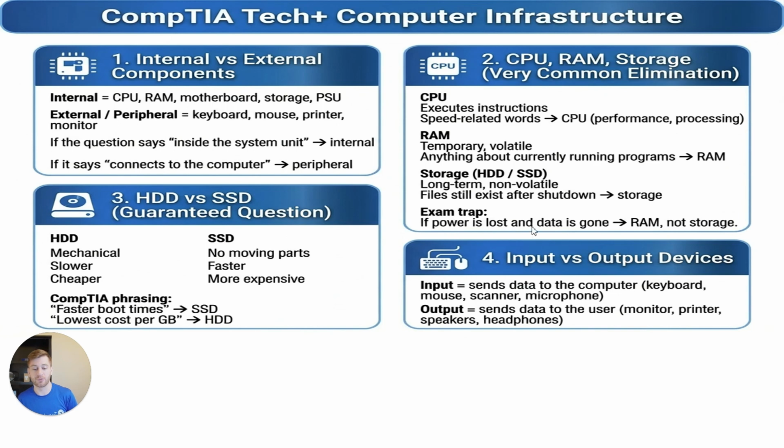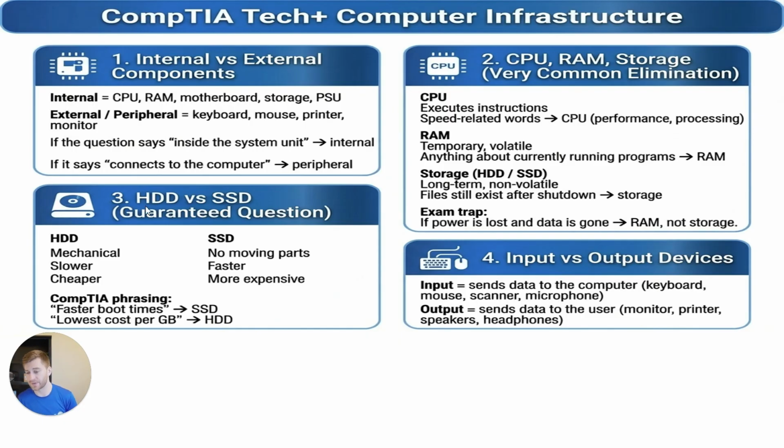Here's an exam trap to avoid. If power is lost and data is gone, it's most likely RAM, not storage, not hard drives, not solid state drives. Again, if power is lost and then the data is cleared, that's not going to be long-term storage or non-volatile. You're looking at RAM, which is volatile storage.